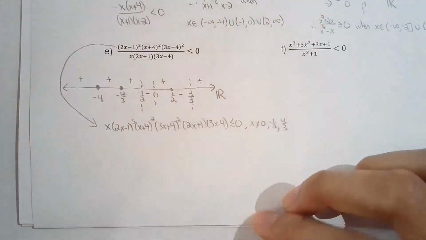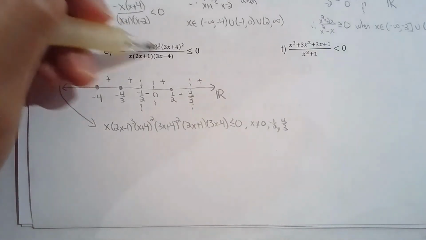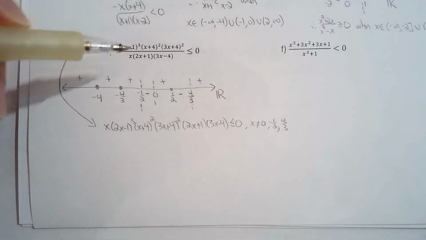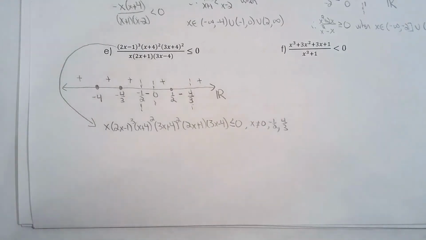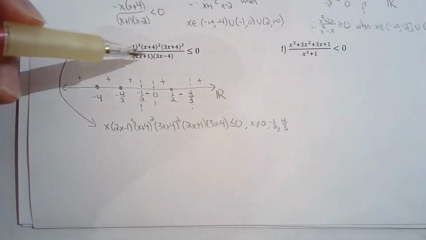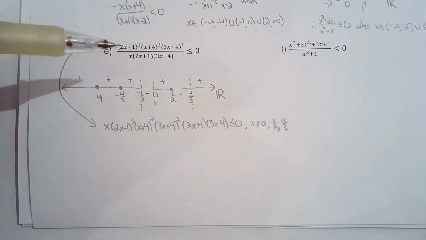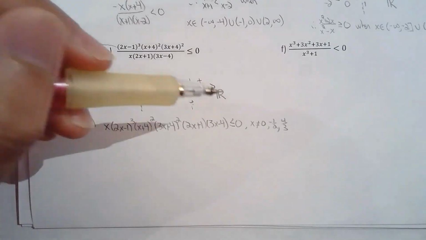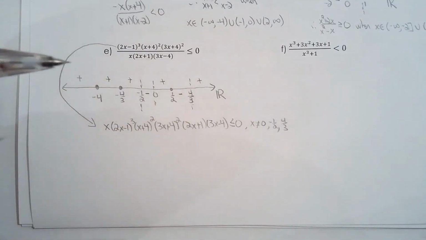0, -1/2, and 4/3. Okay. Wow, this is a big jump. How come I am able to convert this? Because when you have an inequality, it's important to differentiate it from an equation. You don't care what it's equal to. Who cares what the left side's equal to? You are asking, when is it less than or equal to 0? Not when is it equal to 0. When is it less than or equal to 0? It's a totally different question.